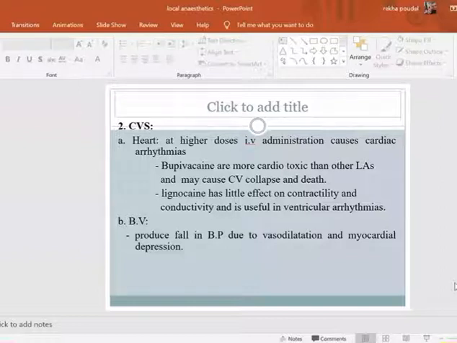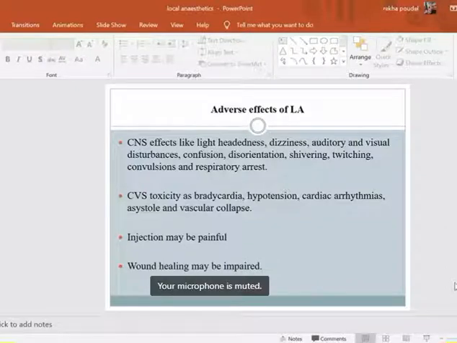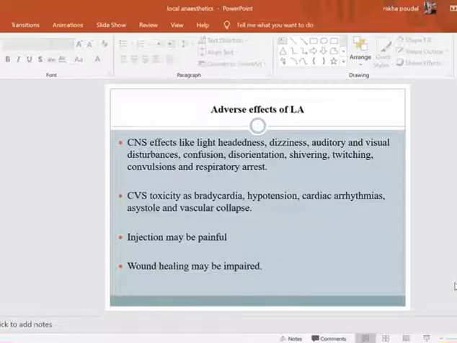Now, coming to adverse effects of local anesthetics. Local anesthetics may cause CNS effects like lightheadedness. It can cause dizziness, auditory and visual disturbances. The patient may be confused, disoriented. There may be shivering or twitching, followed by convulsions, and sometimes the patient may also have respiratory arrest leading to death. And coming to cardiovascular toxicity, it may cause bradycardia, and hypotension due to vasodilatation. The patient may have cardiac arrhythmia, asystole, and vascular collapse.